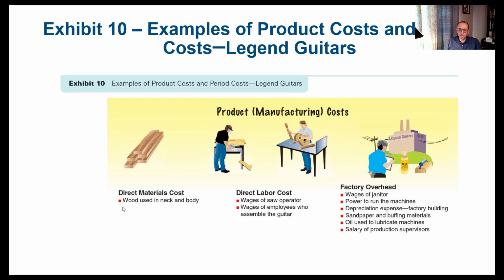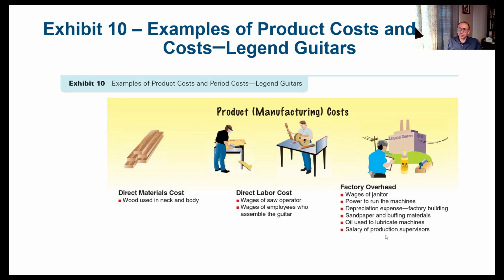So for the product cost, we have here the direct material. An example would be the wood used in the neck and body of the guitar, because remember, we're using this Legend guitar manufacturing company. The wood used in the neck and the body of the guitar is considered to be part of the product cost. That's the direct material used. The direct labor, so things like wages of saw operators or wages of employees who assemble the guitar, is considered to be a product cost. Also, all the factory overhead, things like wages of the janitor, power to run the machines, depreciation expense for the factory, the sandpaper and the buffing materials, oil used to lubricate machines, the salary of production supervisors. These are all product costs.